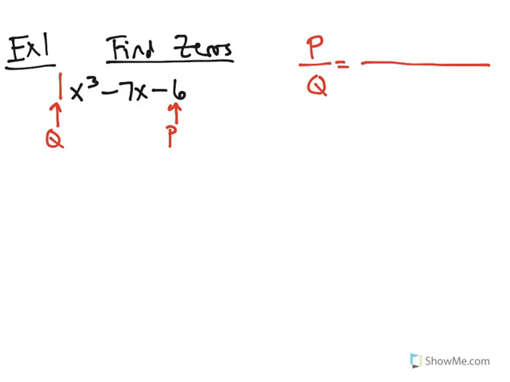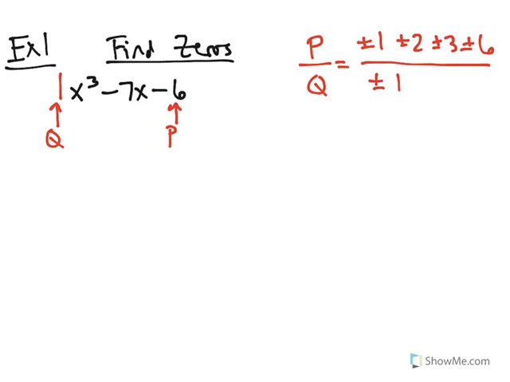So basically what we're going to do is find all the factors of 6 and divide them by all the factors of 1. So the p over q test works like this. I have plus or minus 1, plus or minus 2, plus or minus 3, plus or minus 6 over the factors of 1, which is just 1.